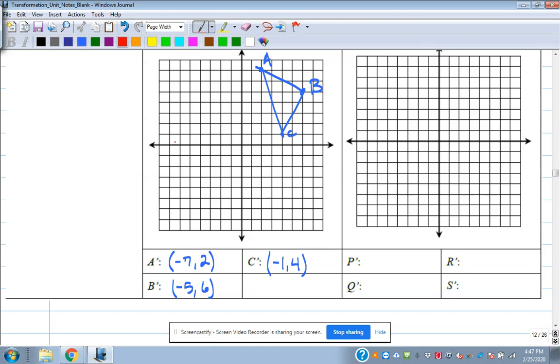We'll plot those points. And then negative 1, 4. And negative 5, 6. And we see that rotation happening. And if you think about taking your paper and the original image is here and you rotate it 90 degrees counterclockwise, then that looks like that picture that's on the left in red. So rotation 90 degrees counterclockwise.